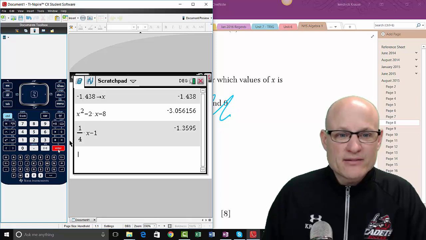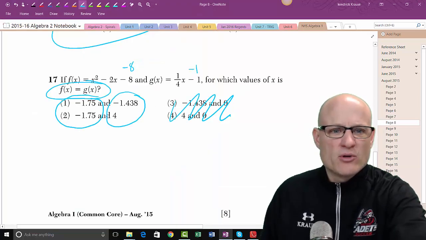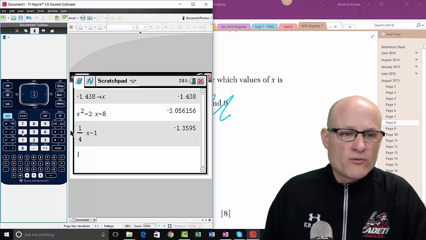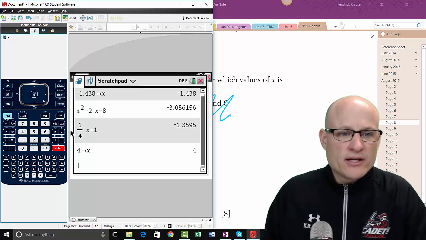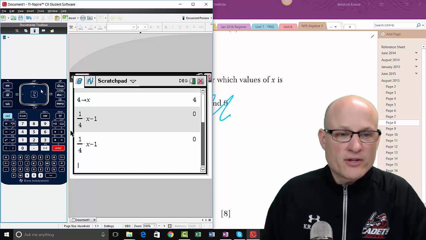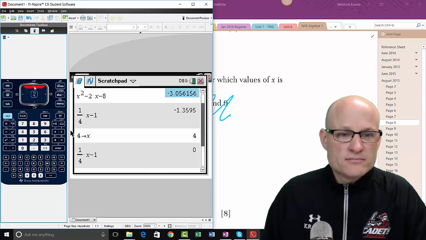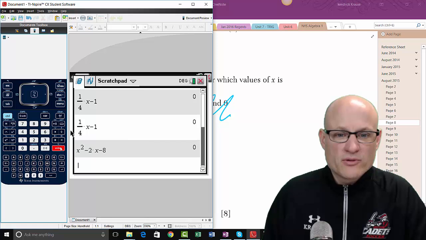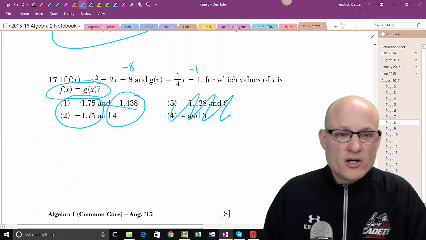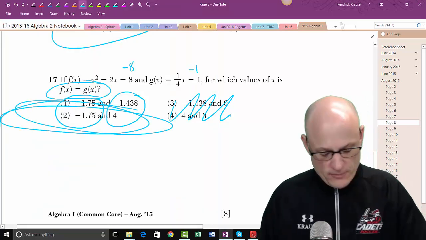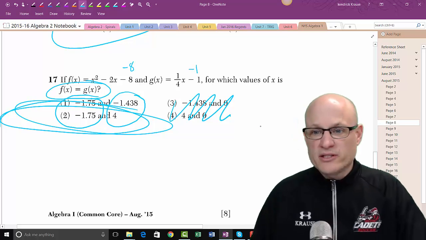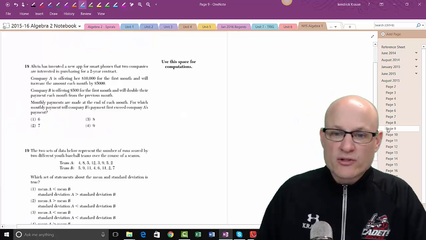Not the same. But I want to check the other one. The other one is 4. So let's just do 4. 4, control var x, enter, and type in this side. This side will be negative 1. Or, excuse me, this side will be 0. And hopefully this one's 0. Okay, there it is. The big winner. 4. 17's done. Moving on, children.